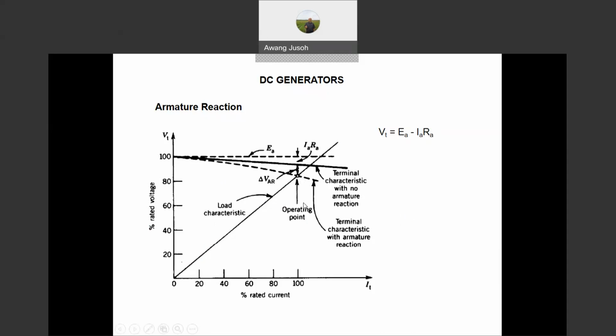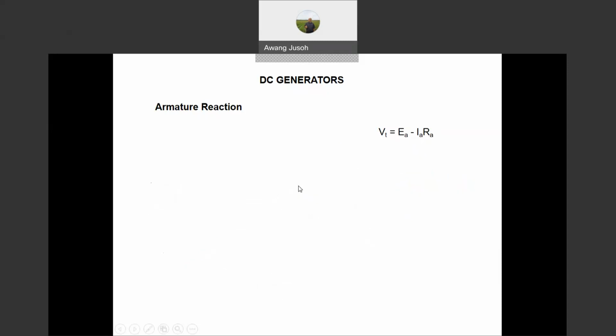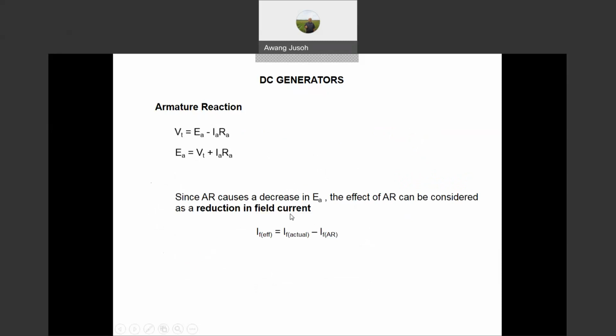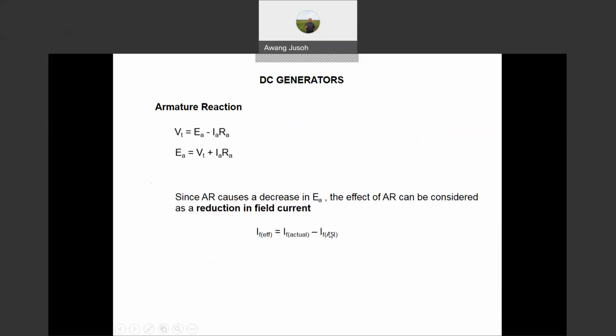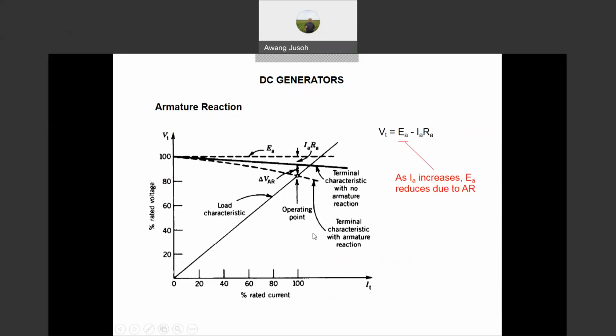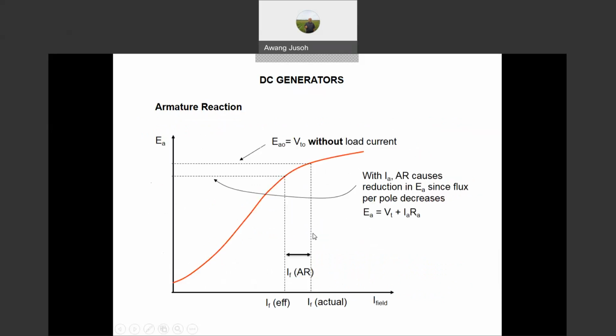So how can we... one minute. Okay, this is just to show what I said just now. So I effective equals IF actual minus IF armature reaction. So how can we reduce this impact of IF armature reaction? How can we minimize IFAR? How can we make it lower or minimize this impact? We want to reduce the disturbance impact due to the armature. How can we do that?